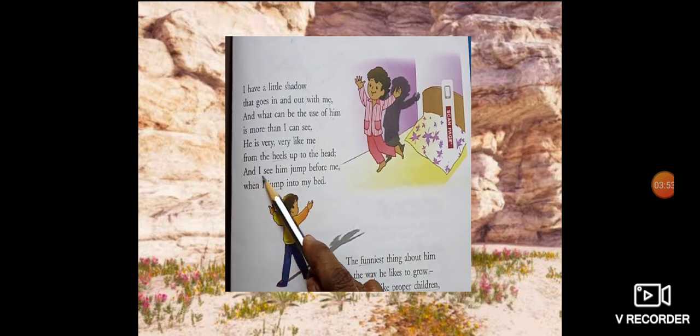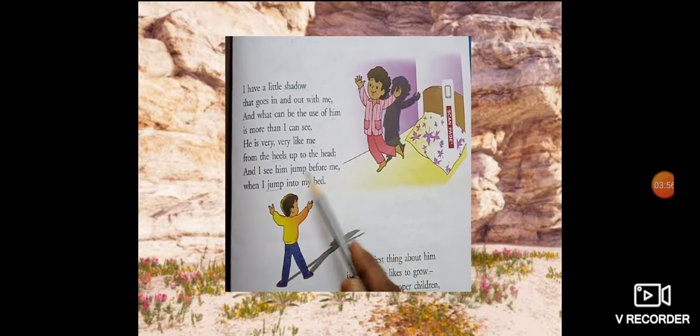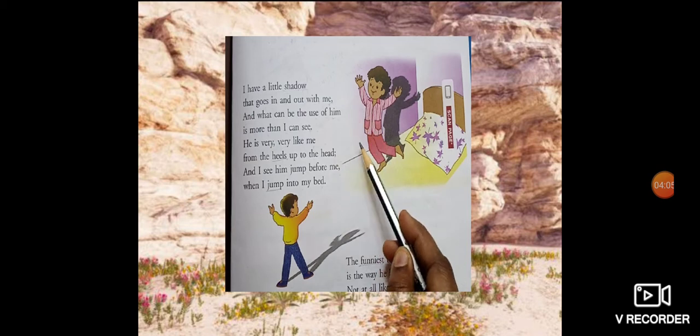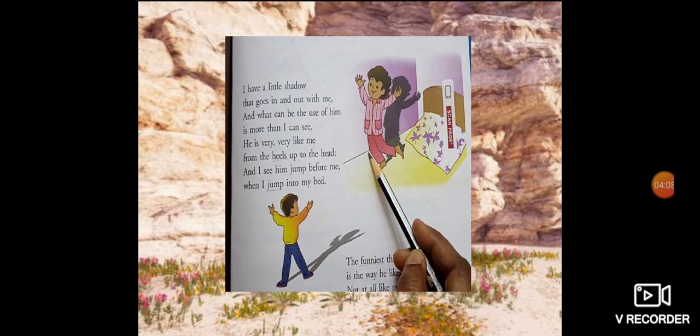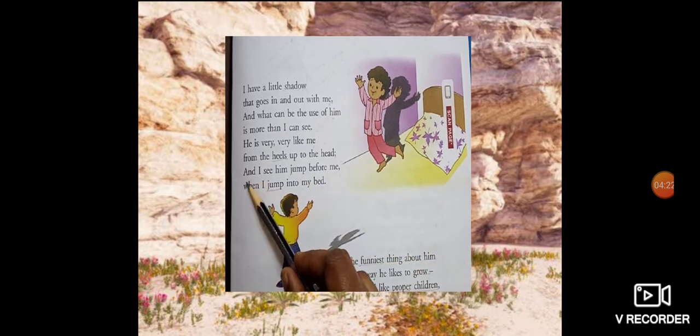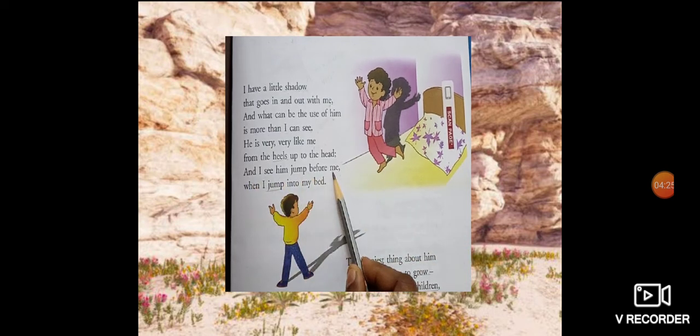Okay? Next, and I see him jump before me when I jump into my bed. So, when he jumps into the bed, what happens? The shadow jumps before he jumps. Okay? You can experiment with this at home. When you jump under the sunlight, automatically the shadow also jumps with you, but it jumps before you. Right? And that is what he is telling. And I see him jump before me when I jump into my bed.